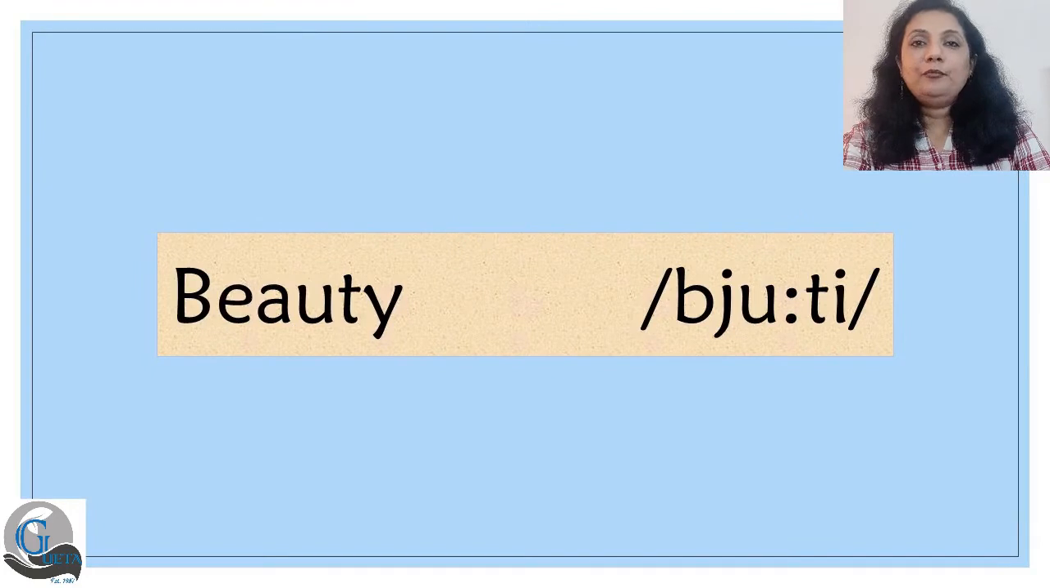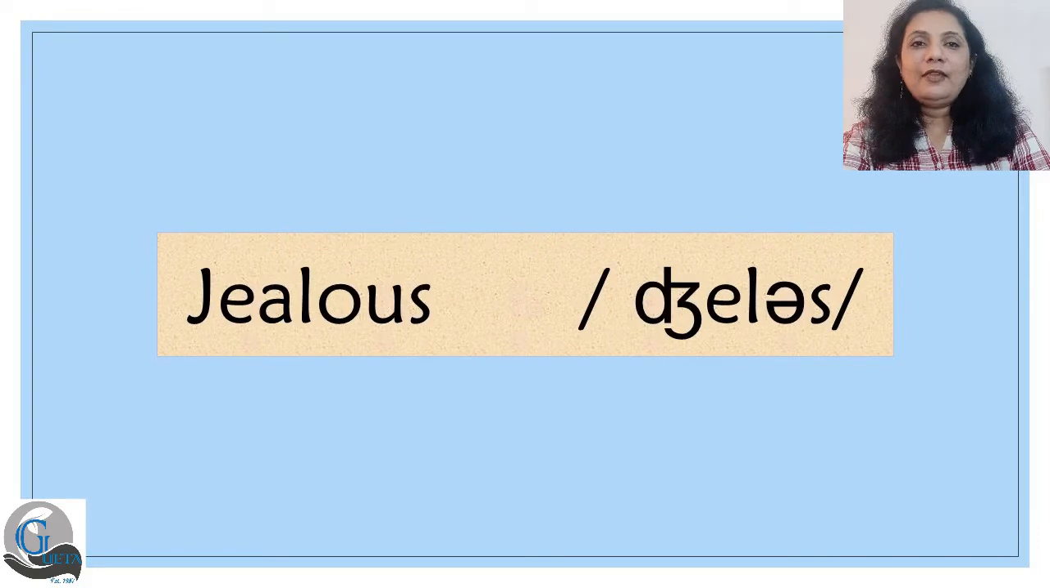Another word is beauty. So B, Y, U, T, E. Then you have the word jealous. J, E, L, A, and S. Jealous.